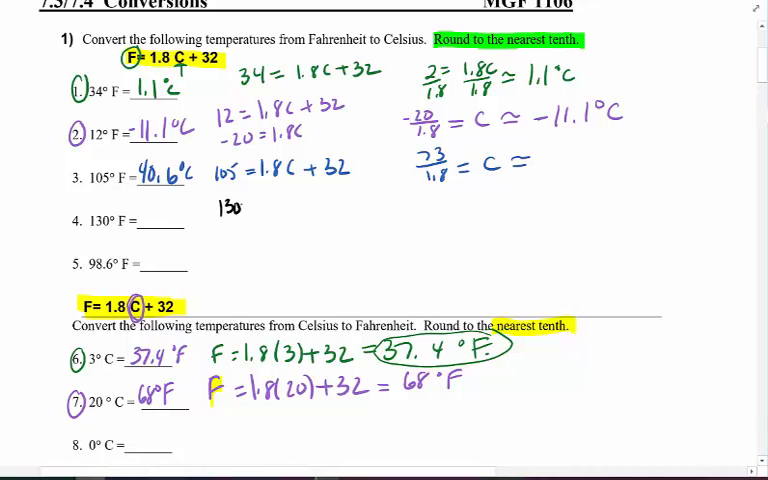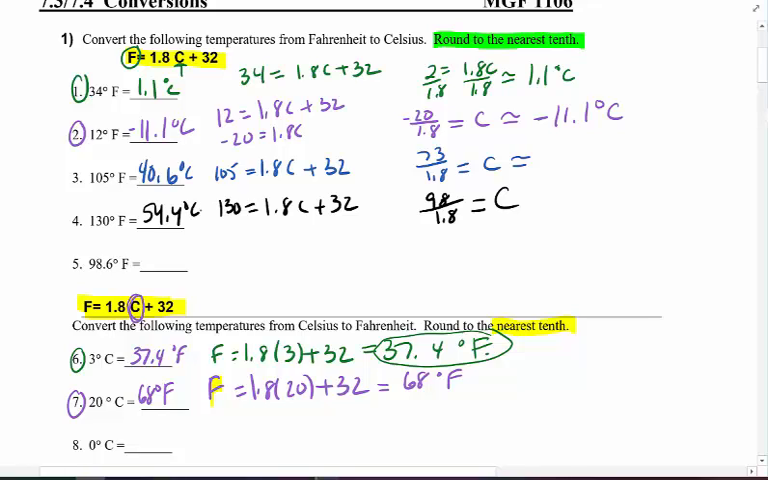So we have 130 equals 1.8 Celsius plus 32. So we take the 130, subtract the 32, we get 98, and we would divide that by 1.8 to get my Celsius. Again, I skipped the step of writing the in-between piece, but I subtracted first and then divided. So divide 98 by 1.8 in our calculator, and we should get 54.44 if we were doing hundredths place, and in this section it asked for the nearest tenth, so it's 54.4 degrees Celsius.